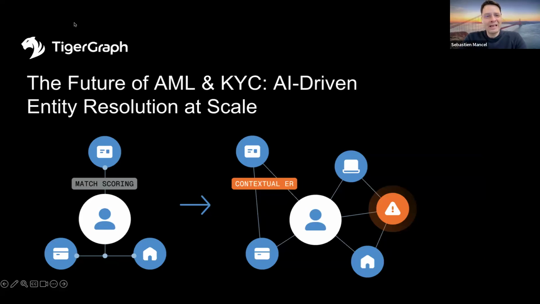We're going to explore how AI-driven entity resolution is transforming AML and KYC, especially for organizations and financial institutions dealing with fragmented data, rising fraud complexity, and growing regulatory pressure. Our goal today isn't just to explain the technology, it's to show how organizations are achieving real, measurable outcomes at scale. And you'll see how AI and graph analytics work together to help institutions truly know every customer, reduce false positives, and strengthen compliance with full explainability.